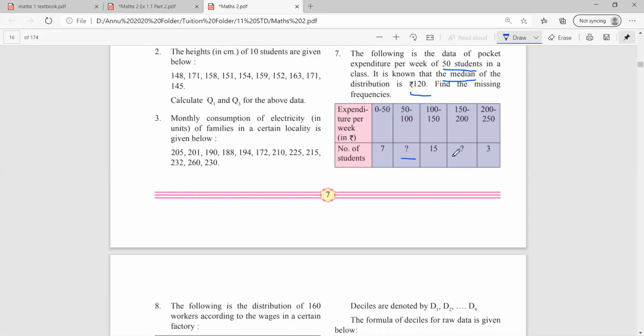Now, as you can see class, in 2 classes the frequency is missing. Now, a hint which you have to remember for such kind of sum is, whenever there are more than 1 missing frequencies, in that particular sum you will always have 2 capital N. That means as you can see, one N is 50 students which is given, and the other N is, you will make the CF column and you will get another N. So whenever there are 2 frequencies missing, you will always get 2 N. Okay?